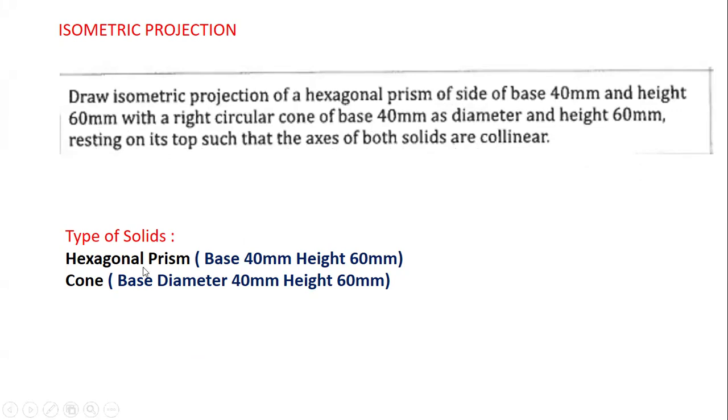In this problem, they've given two solids. The first one is a hexagonal prism, with base side 40 mm and height 60 mm. The second solid is a cone of base diameter 40 mm and height 60 mm. First, let us construct the hexagonal prism and cone separately. Then we are going to place the cone on the hexagonal prism in such a way that the axes of both solids are collinear.